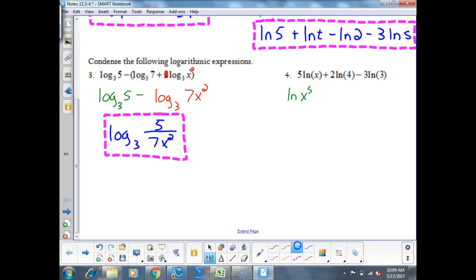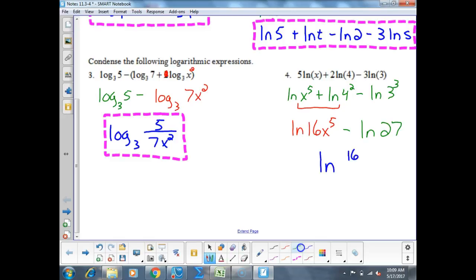Natural log of x to the 5th plus the natural log of 4 squared minus the natural log of 3 cubed. These two would then become the natural log of 16x to the 5th minus the natural log of 27 becomes the natural log of 16x to the 5th over 27.